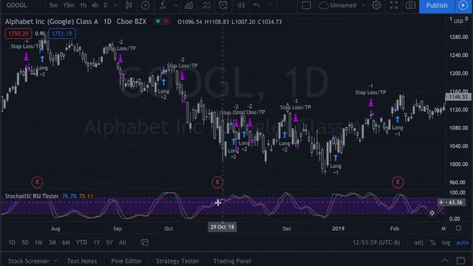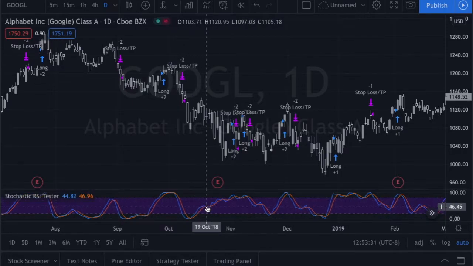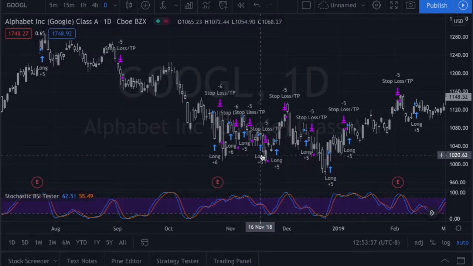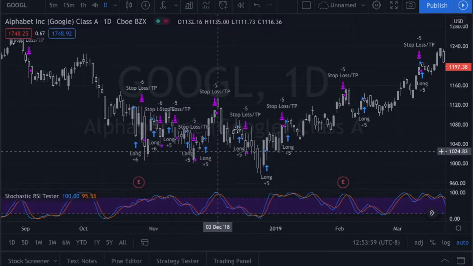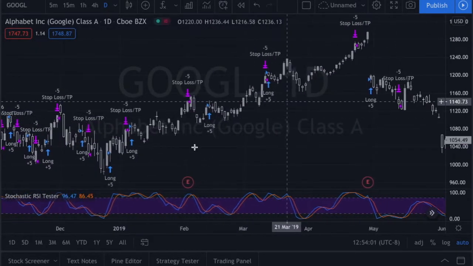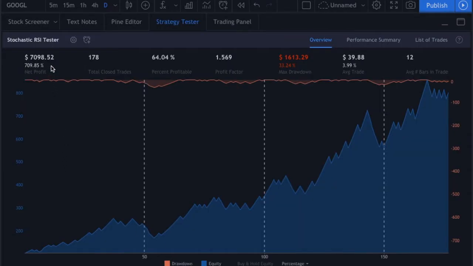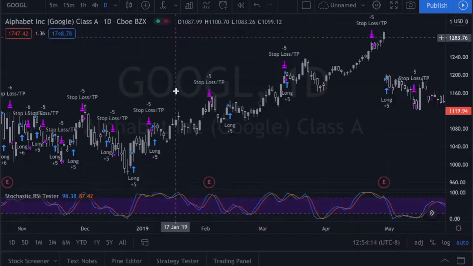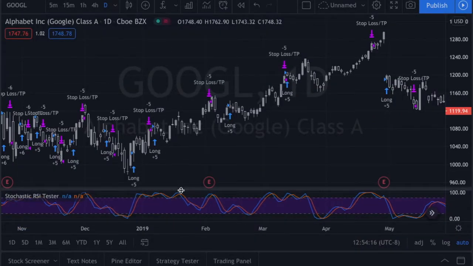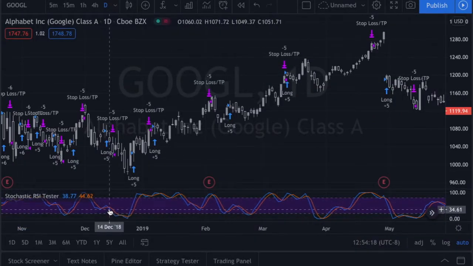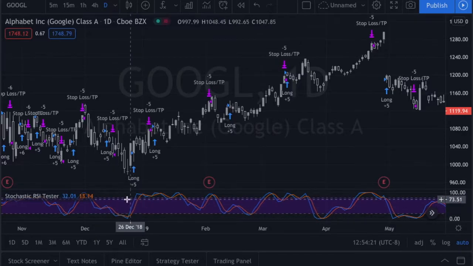So now let's do a blue line crossing above the orange line, but with the blue line above the 20 mark. Let's see how that works. Okay, and here we are. So now we're going to have a lot more crossovers. Let's see if that's any better. Let's come down here to our strategy results and we're up 709%. So that means the better signal to use is when the blue line crosses above the signal line rather than crossing above the top 80 mark.